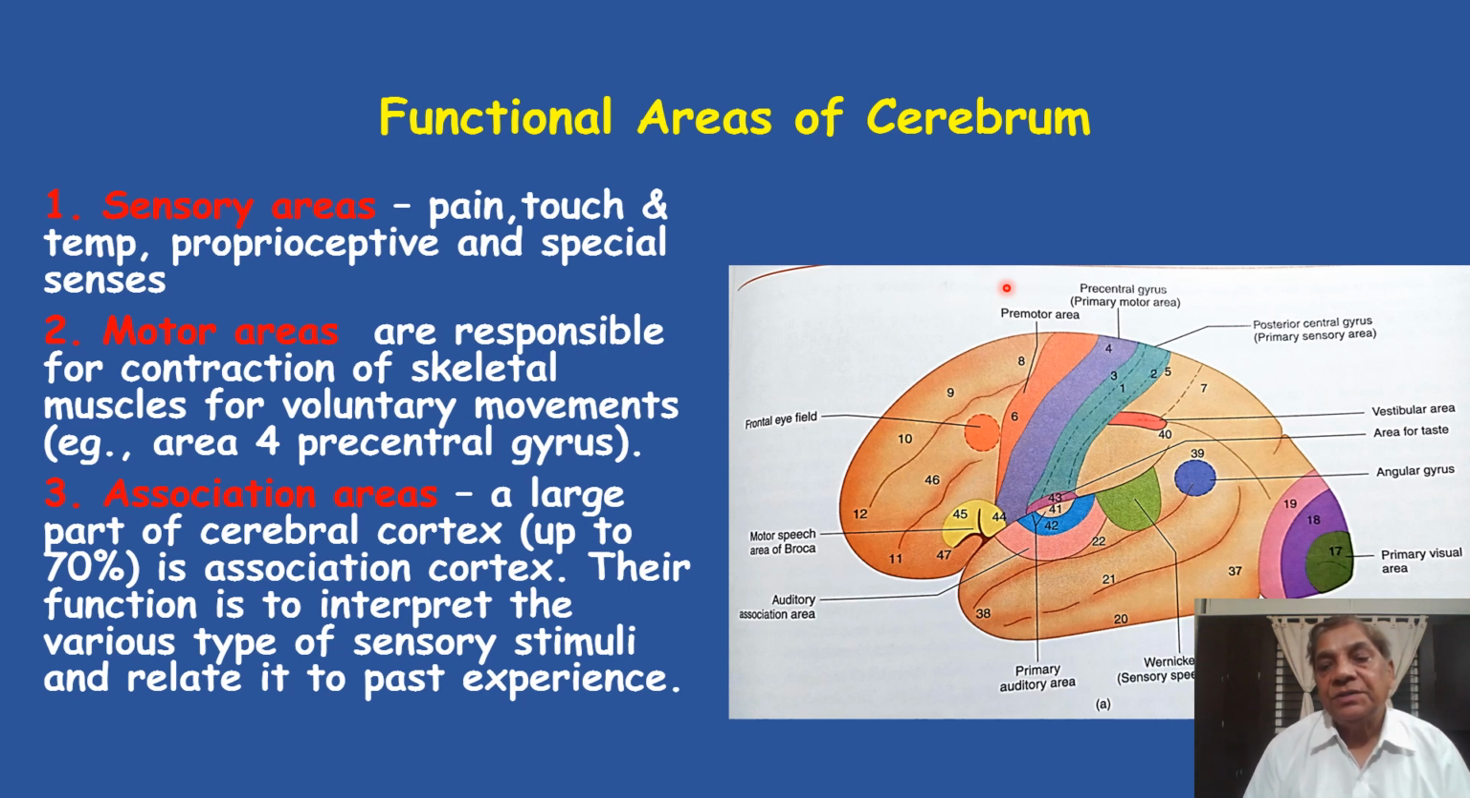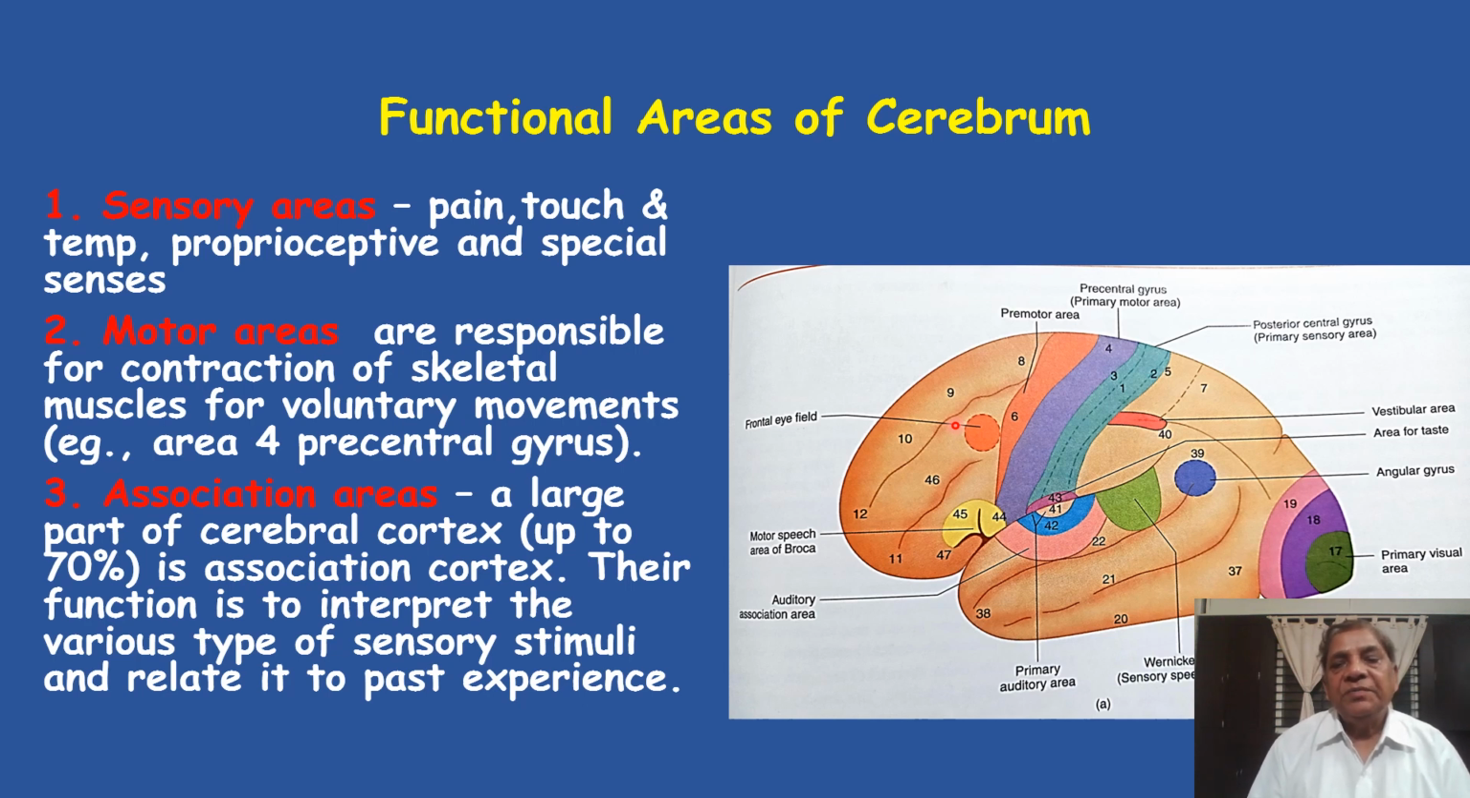Similarly, the motor areas are responsible for the contraction of skeletal muscle to produce mostly voluntary movement. The motor area, area number 4, the precentral gyrus, which is in front of the central sulcus, is the primary motor area. Stimulation of this cortex leads to contraction of skeletal muscle. There are some more motor areas, called the premotor areas, the frontal eye field and others.